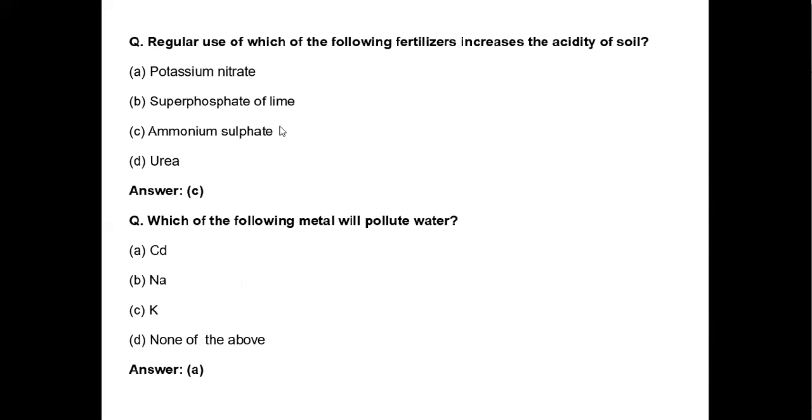Regular use of which of the following fertilizers increases the acidity of soil? Potassium nitrate, superphosphate, ammonium sulfate, urea. Remember, ammonium sulfate increases the acidity of the soil. So option C is the right answer here. Which of the following metals will pollute water? Cadmium, sodium, potassium, none of these. Cadmium metal will pollute the water. It causes itai-itai disease. So option A is the right answer.